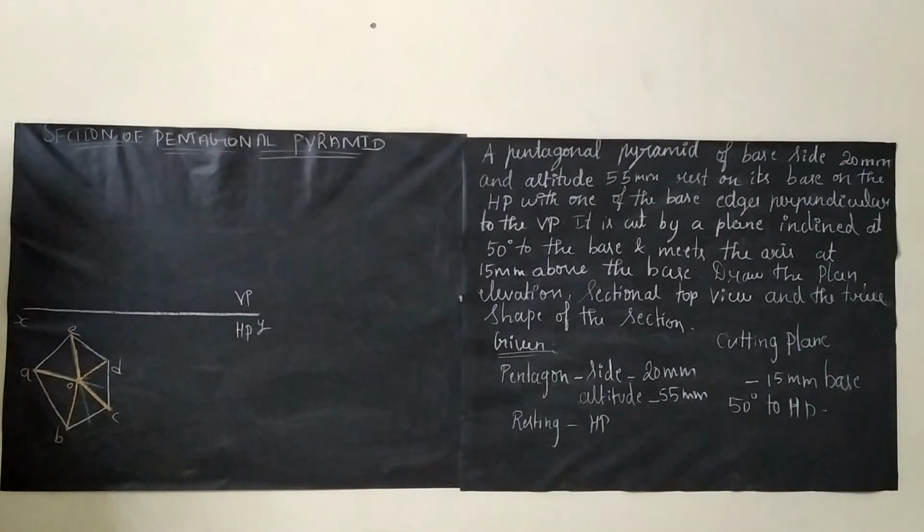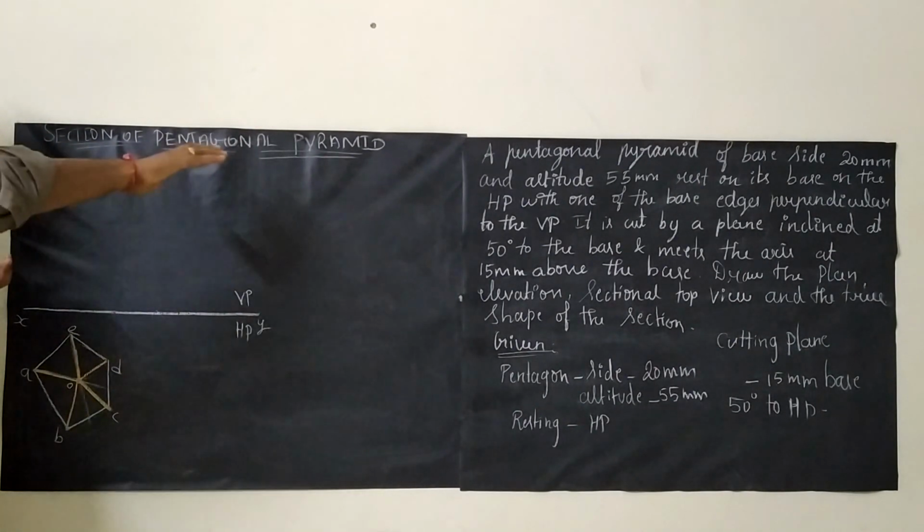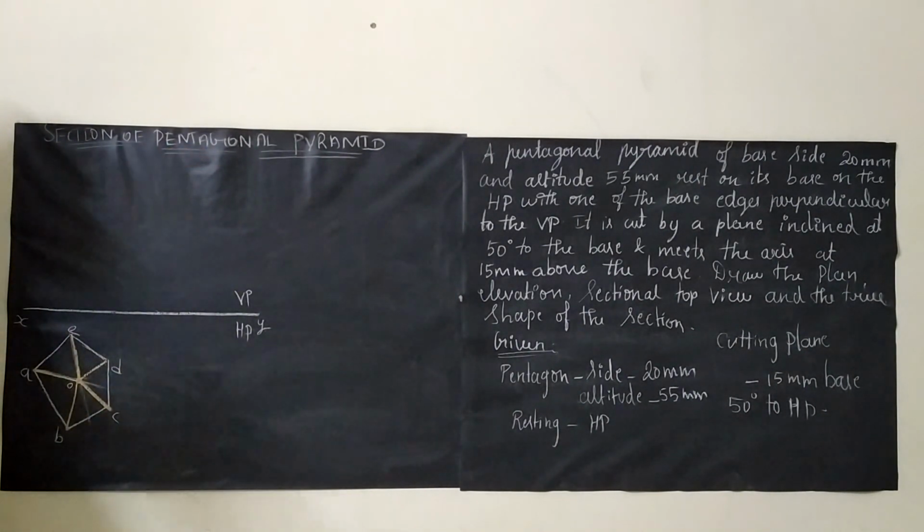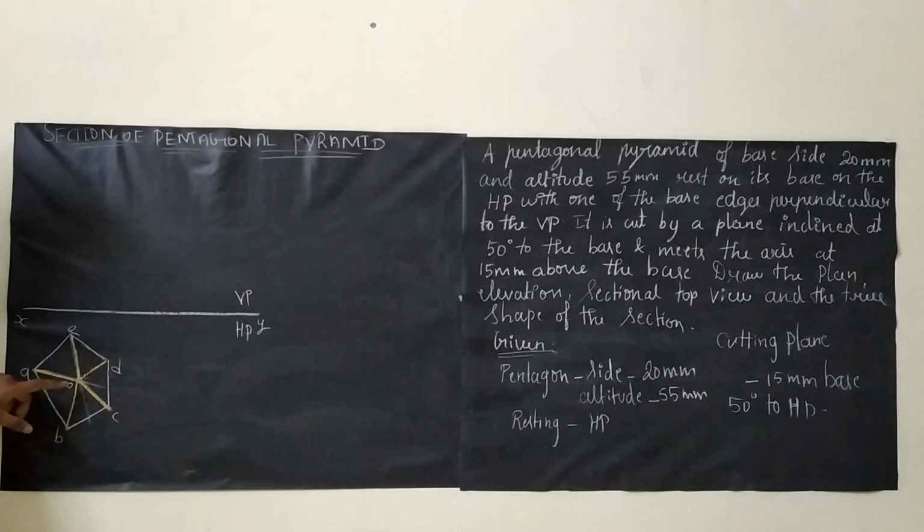Then what you have to do is you have to give preference for slant edges. Whether it is a pentagonal pyramid, hexagonal pyramid or square pyramid, whenever you come across a pyramid, you have to give more preference to the slant edges. So you have to join OB, OC, OD, OE and OA. Now we will be drawing the front view.